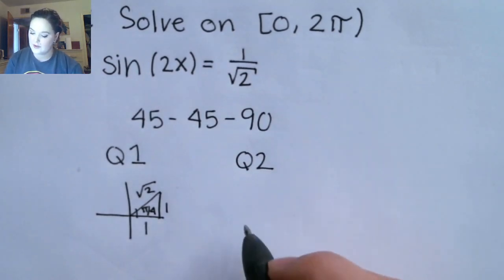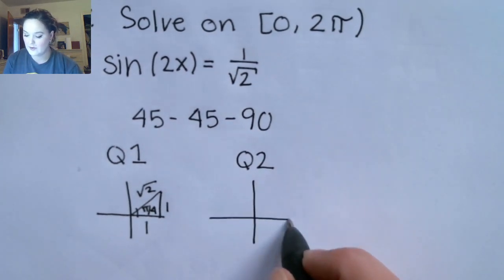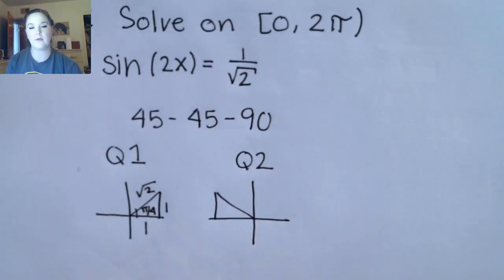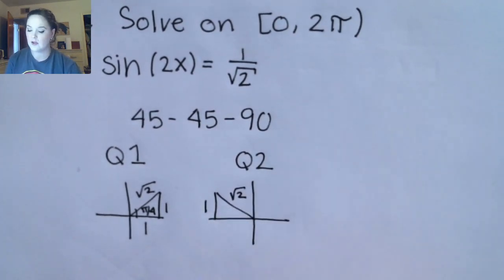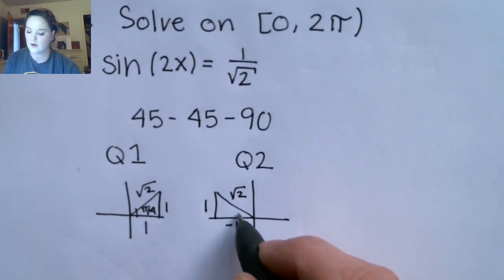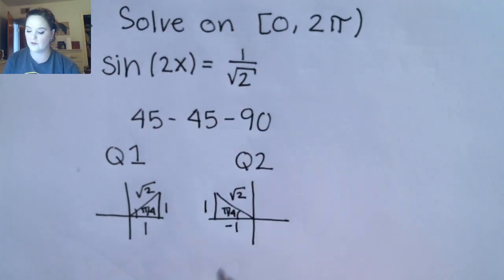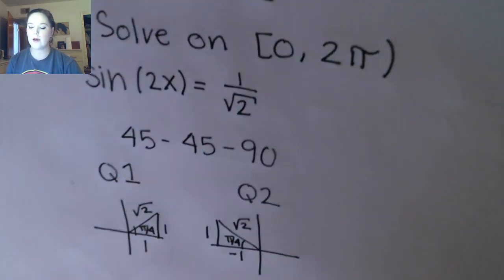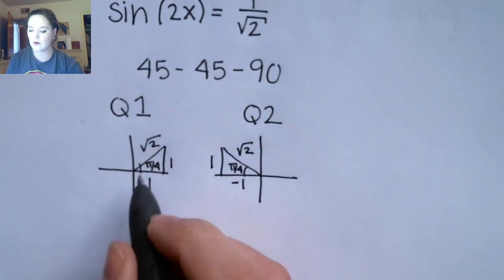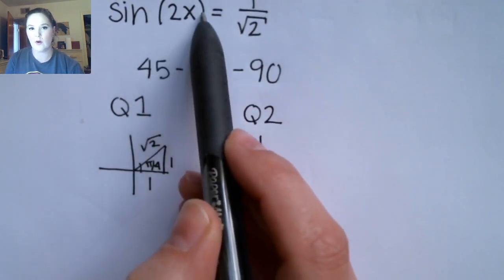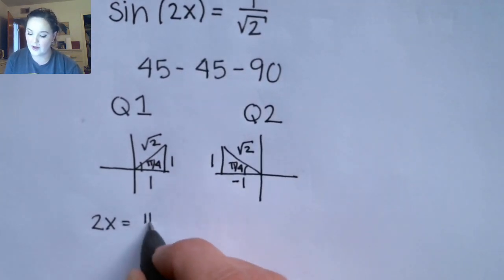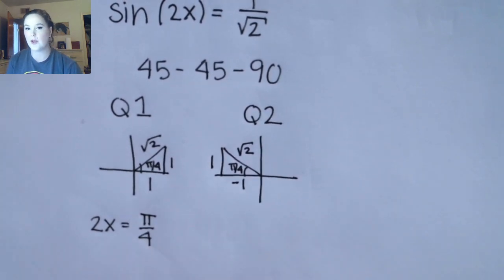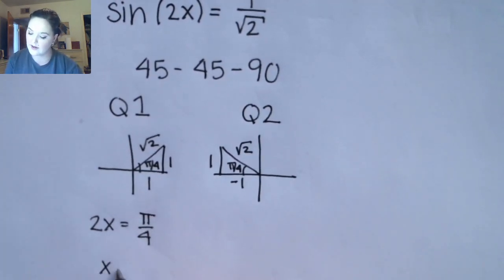So we're going to do the same thing in quadrant 2. Here we go. Again, 1 over root 2 for sine. In this example, we'd have negative 1 here, and our reference angle is still pi over 4. So in quadrant 1, remember that means our total angle is our reference angle. So our argument here, which is 2x, would be equal to our angle pi over 4. And we can just finish solving this by dividing both sides by 2.